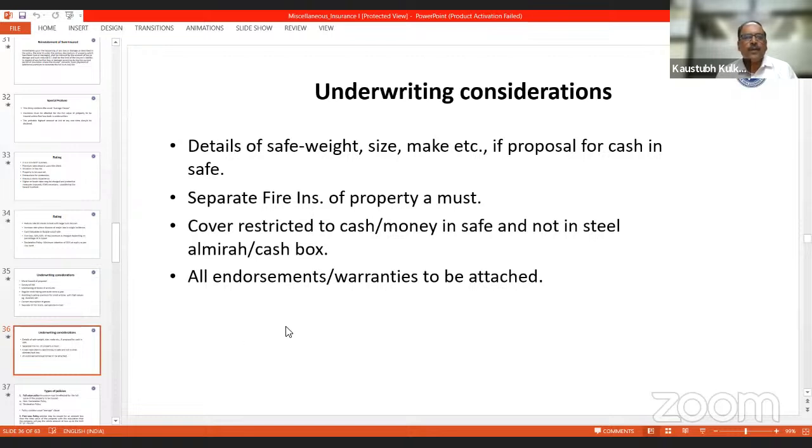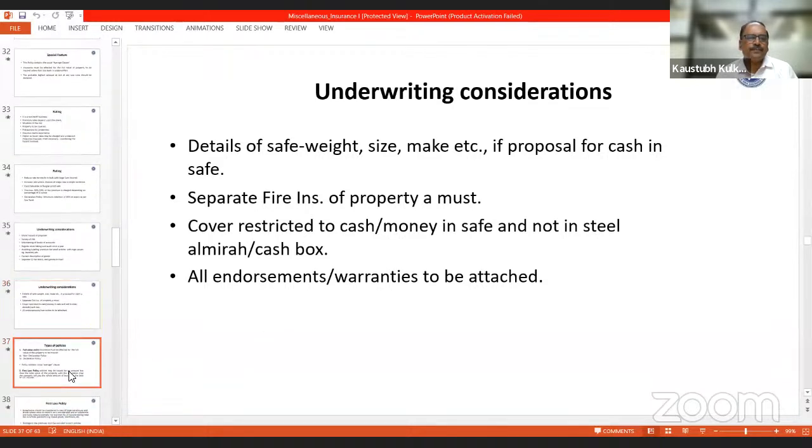Separate fire insurance of property is a must. So unless we have the fire insurance policy of that particular customer, we are not issuing burglary policy. The cover is restricted to cash money in safe and not in steel almira or cash box. So generally the petty cash box or the steel almira, if the cash and money are kept there, we are avoiding giving the coverages. All the endorsements and warranties are to be attached.